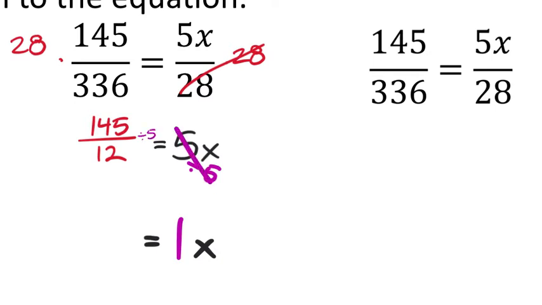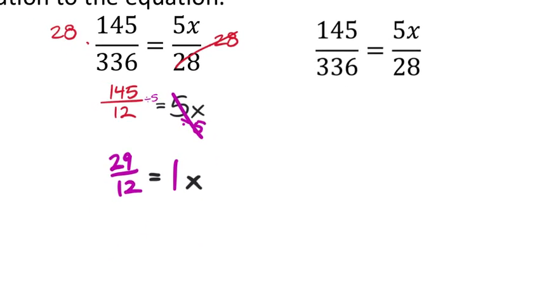So 5 divided by 5 is 1, just like we wanted right there. This 1 right there is this 1. But in my calculator, I type in 145 over 12, and then I push the divide button, 5, enter. And once again, the calculator simplifies this for me as 29 twelfths. Okay, so let's go back here.